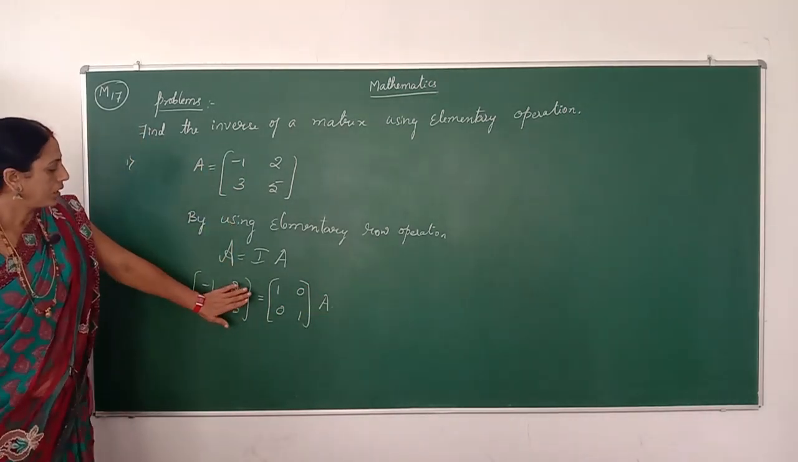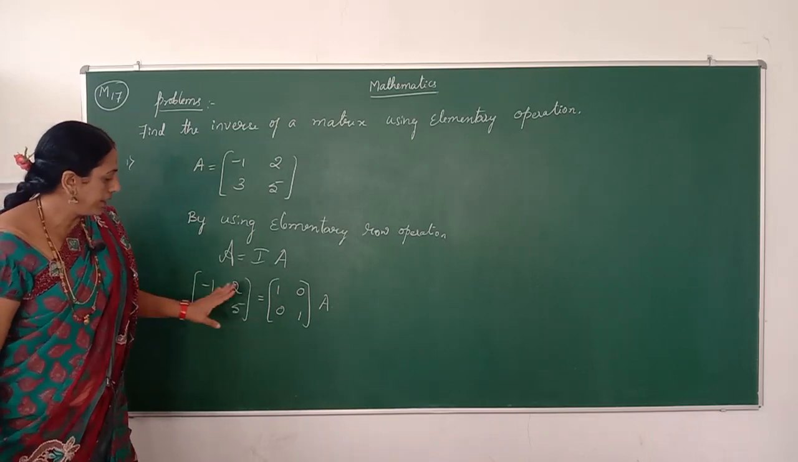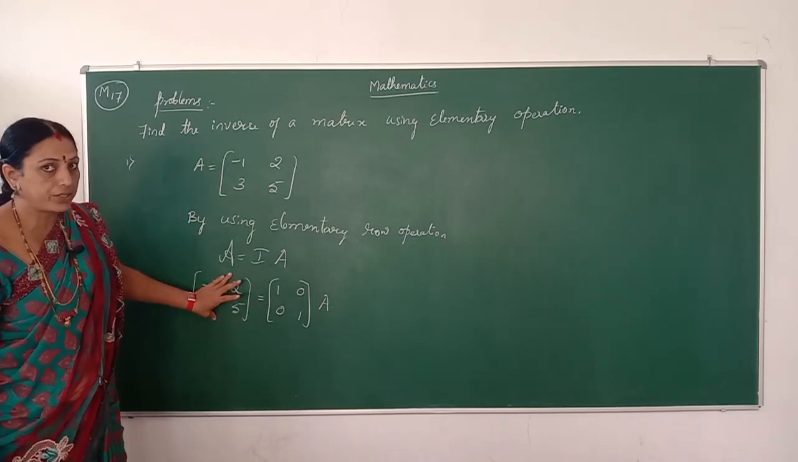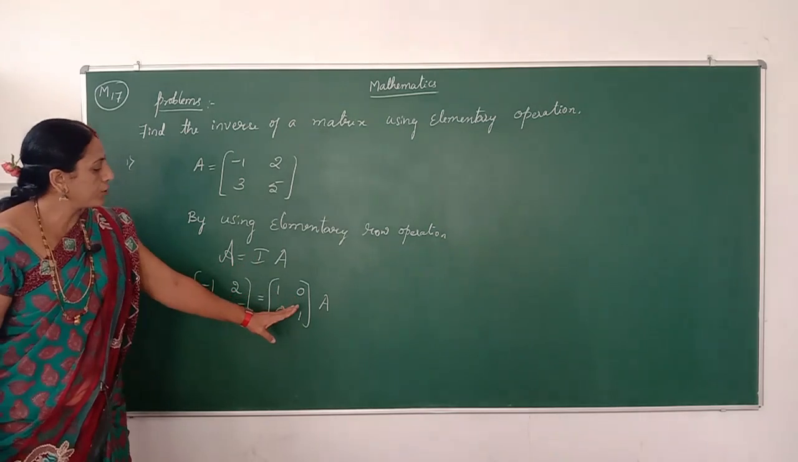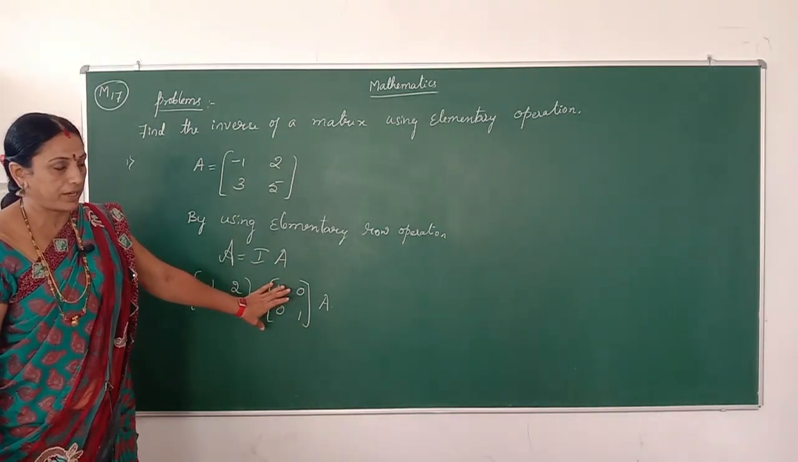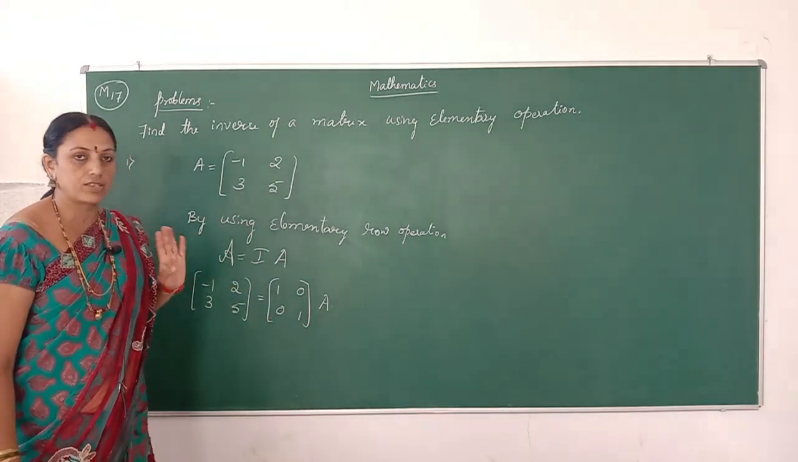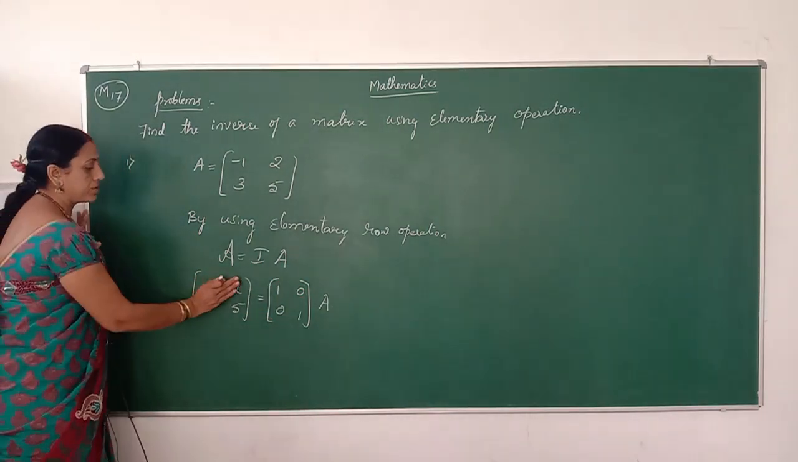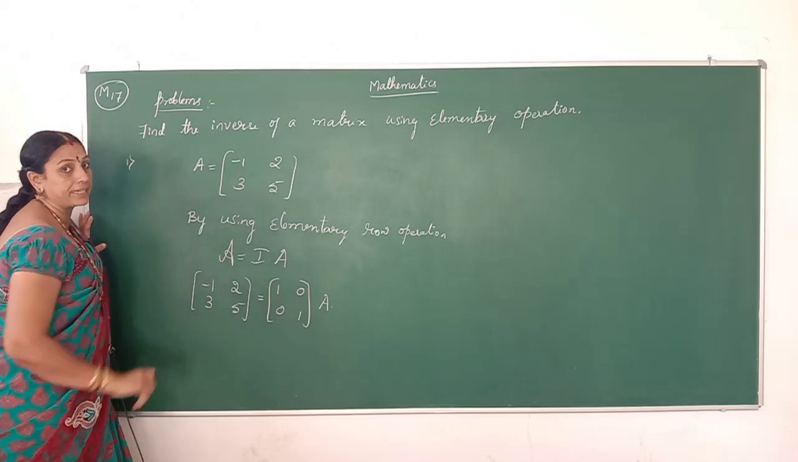Now, after substituting A and I, when the left hand side is reduced into the identity matrix, automatically the identity on the right hand side gets converted into another matrix. Such a matrix is called the inverse of A. But how do we reduce the left hand side to an identity matrix?